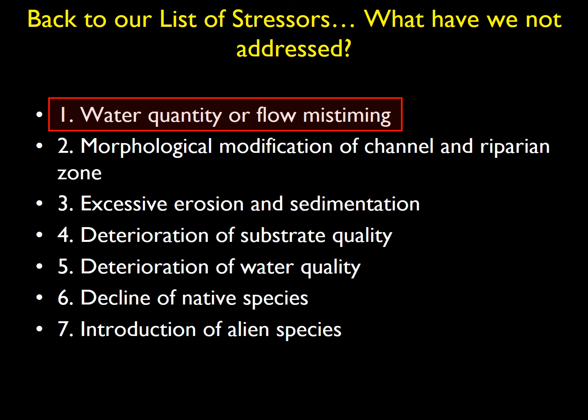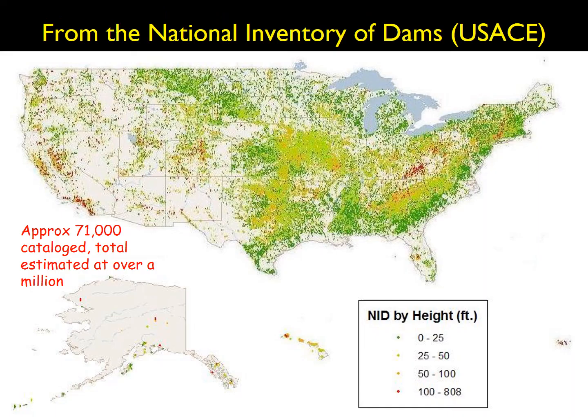So the question is, why is that a problem? How did that come to be? And it's due to dams. It's due to impoundment. So this is an image off the National Inventory of Dams that's maintained by the U.S. Army Corps of Engineers. This figure always blows my mind. So over 70,000 cataloged dams. The total is estimated to be a lot more than that.